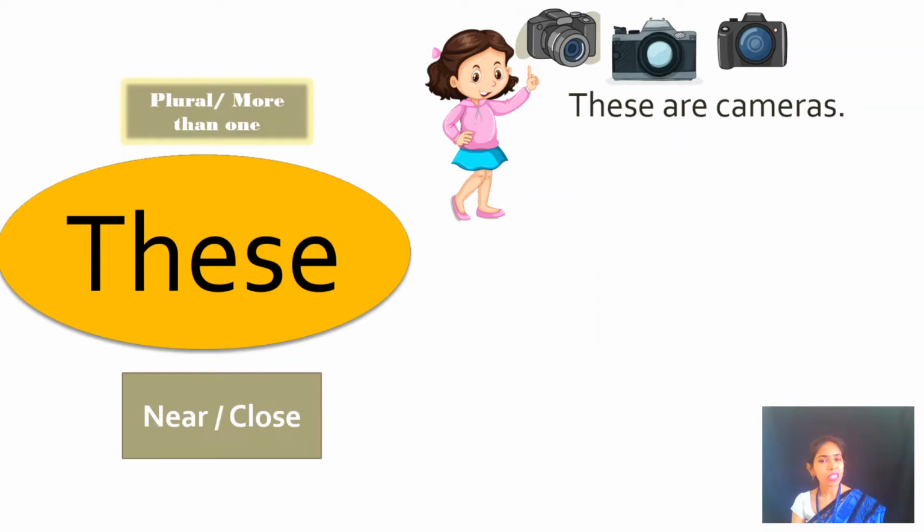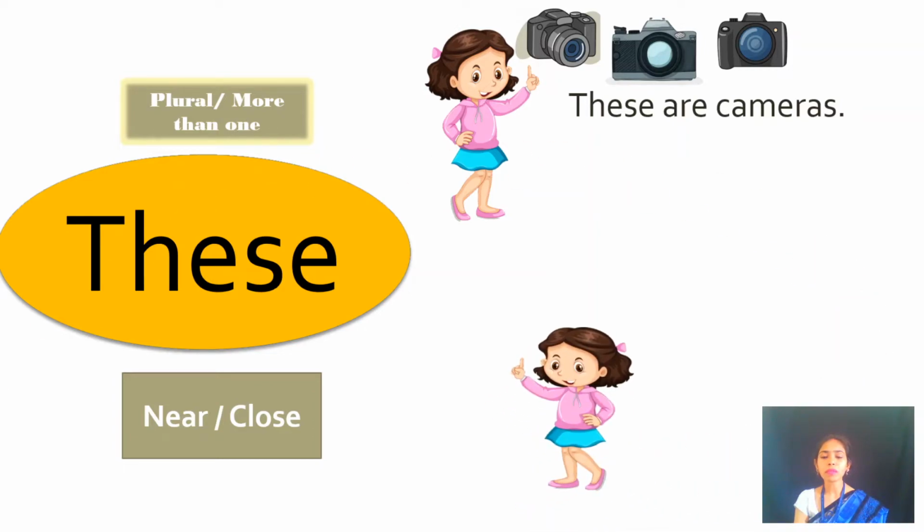So हम this की जगह क्या use करेंगे? These. और helping verb में इसकी जगह क्या use हो जाएगा? Are use होगा. Why? Because एक से ज़्यादा है, plural form में है subject, right? और कैमरा में क्या लगेगा? One को many में convert करने के लिए हम क्या करते हैं? S या es लगाते हैं. तो यहाँ कैमरा में क्या लग जाएगा? एक s add होगा. So these are cameras, right?